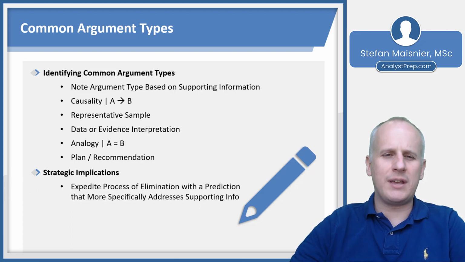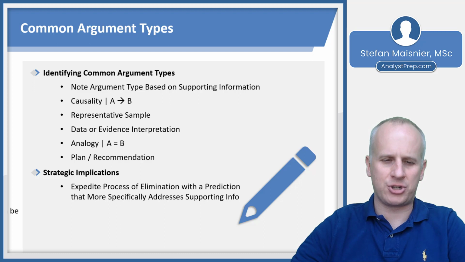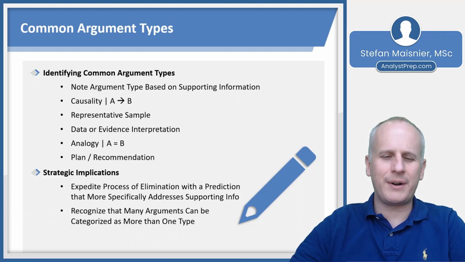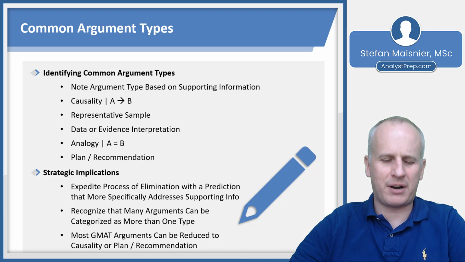Strategically, if you can identify a common argument type in your prompt, this will expedite the process of elimination with a more specific prediction. And you want to recognize that many arguments can be categorized as more than one type. So it's up to you to decide what is most apparent in the moment when you're addressing the problem.